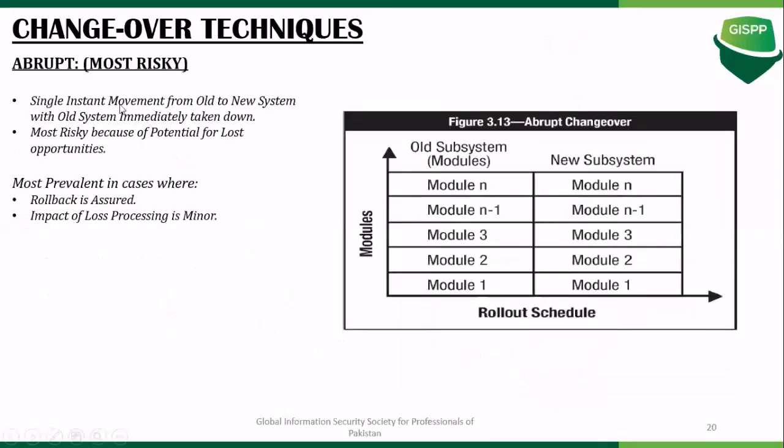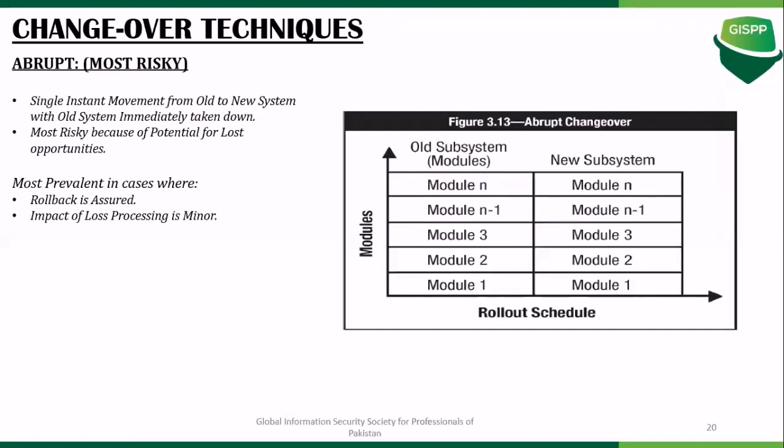The third one is considered the abrupt changeover, and this is the most risky one. In this case, in a single movement, you're moving all your existing traffic from your old system to your new system. This is considered the most risky because it has the potential for lost opportunities. If there is any failed changeover or business disruption, then you have financial loss associated with it.